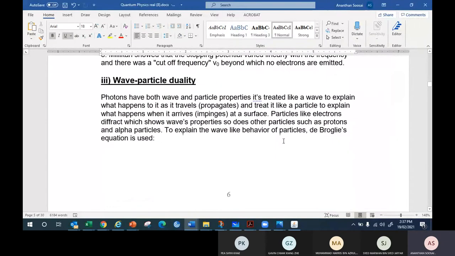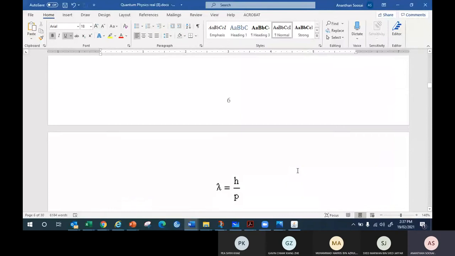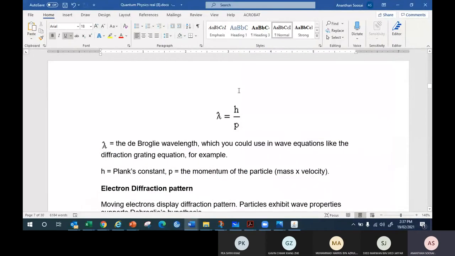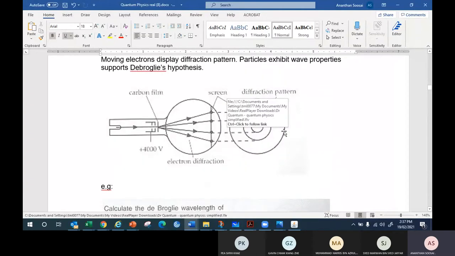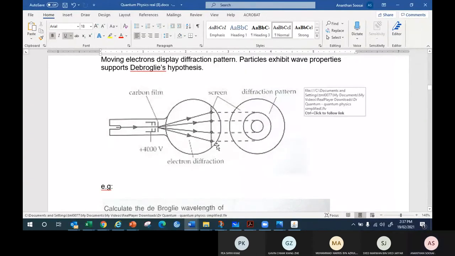Then we talked about wave-particle duality. De Broglie said lambda equals h over p. What does the de Broglie wavelength mean? It is the wavelength associated with a particle which possesses a momentum of p. You can use it in the wave equation. De Broglie stated wave-particle unity: a wave has a particle nature, and a particle has a wave nature. The proof is the electron diffraction pattern.